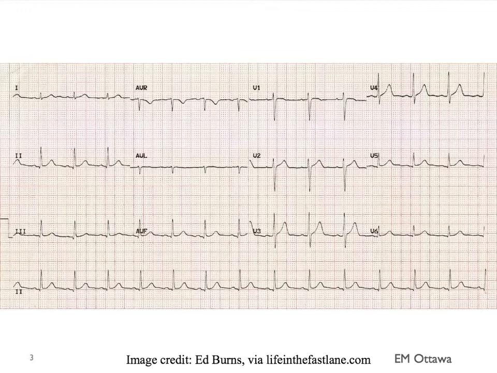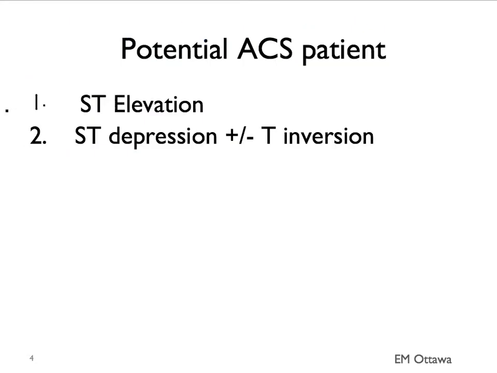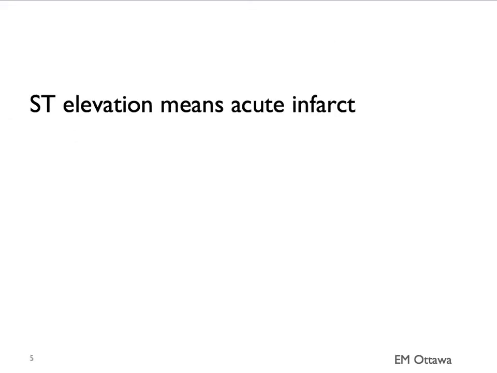When we're approaching a 12-lead ECG, we often start with rate, rhythm, axis, and so on. Once we make sure those are okay, we're going to move on to more specific details. These specific details include ST elevation and ST depression with or without T-wave inversion. In the patient that we're worried about acute coronary syndrome, ST elevation means an acute infarct.